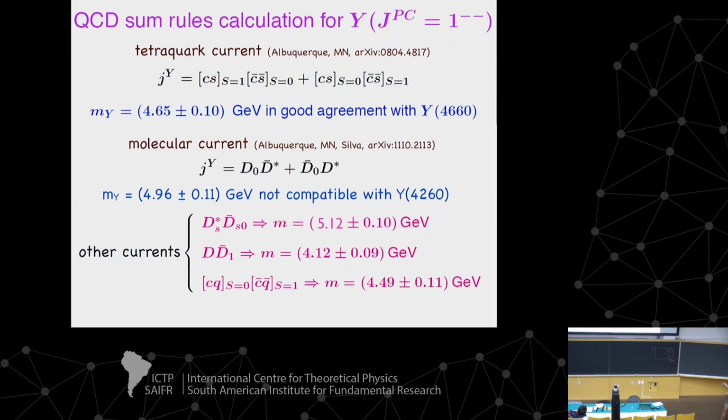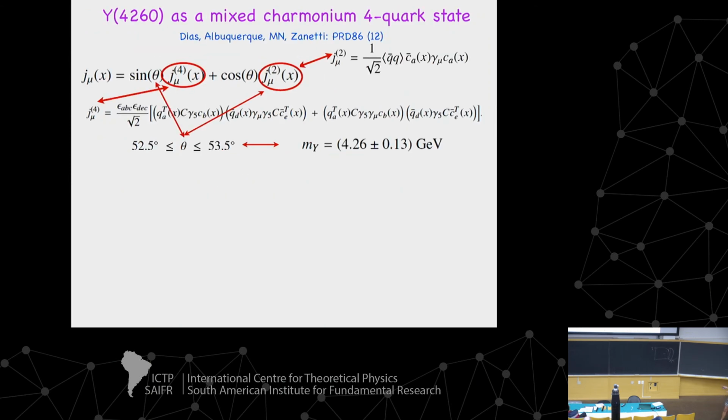And we did a calculation for this state, and first we considered the same current that Marianne proposed. And what we got is a mass that's not consistent with the 4260, but with the 4660. We also did other calculations considering a molecular state, and we also got a mass that's not compatible. And we did even other currents. You can see the mass here. What we can say is none of the currents that we have used are consistent with the mass of the 4260. Based on that, we decided to do a mixed current to evaluate this state.